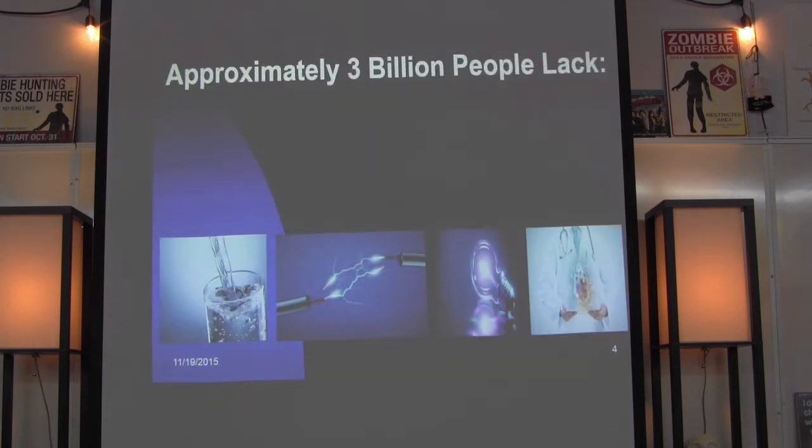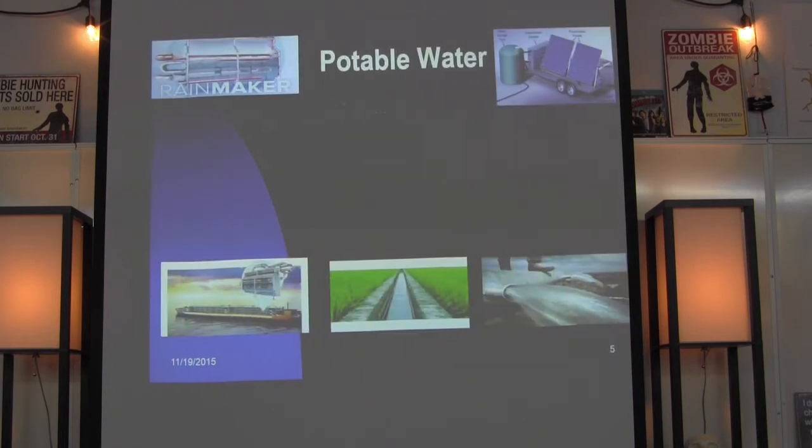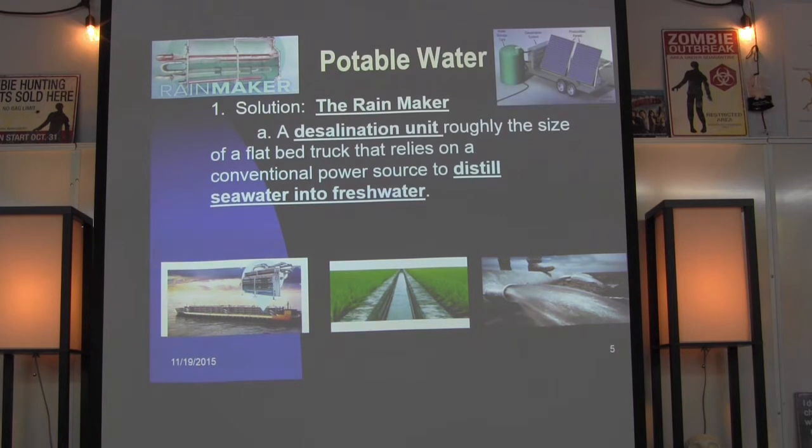So approximately 3 billion people lack potable, which means drinking water, electricity, and health care. So out of that 7 billion, 3 billion don't have any of these things that we take for granted. So solution, potable water. The solution is called the Rainmakers. Basically what the Rainmaker is, it's a desalination unit, and what desalination means is you take the salt out of the water and make it fresh water. So a desalination unit is roughly the size of a flatbed truck that relies on a conventional power source to distill seawater into fresh water.